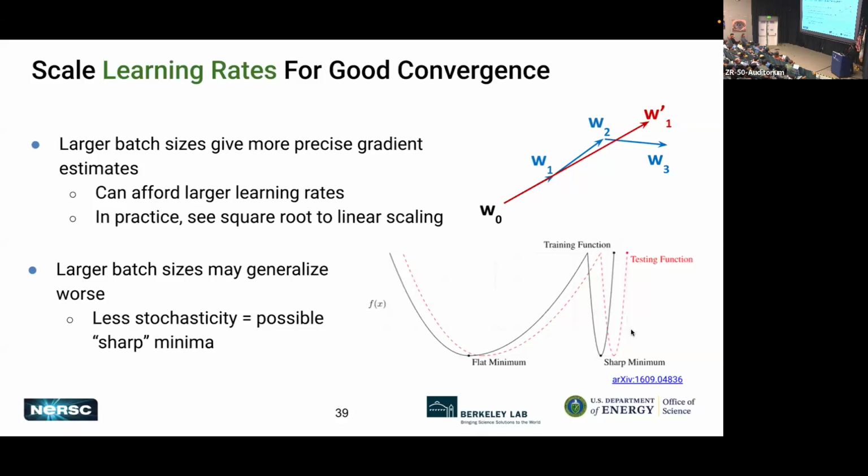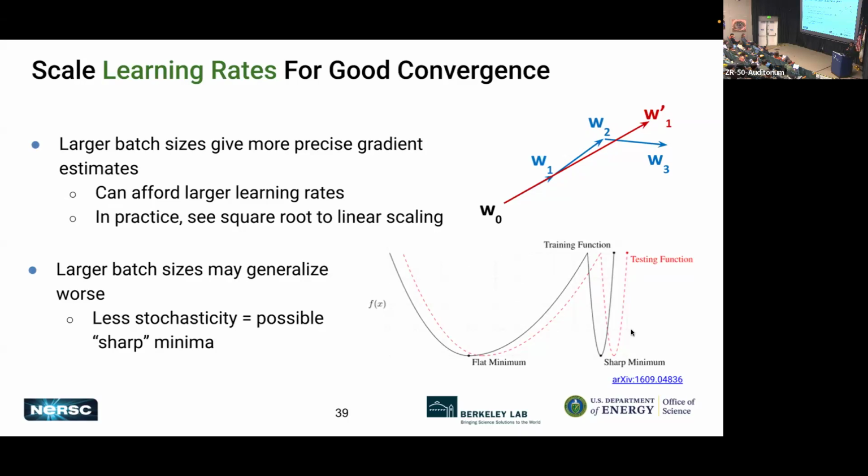Since you're doing stochastic gradient descent, larger batch sizes will give you a more precise gradient estimate because you're using more samples to compute your gradient. And hence you can afford larger learning rates to move through your loss landscape. In practice, people recommend that you use square root to linear scaling of your learning rates. So let's say if you made your batch size 4 times, you can either double your learning rate or do something between doubling your learning rate or 4 times your learning rate.